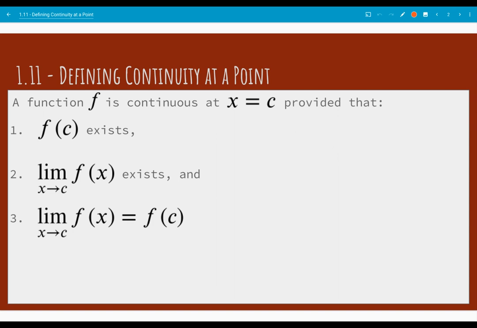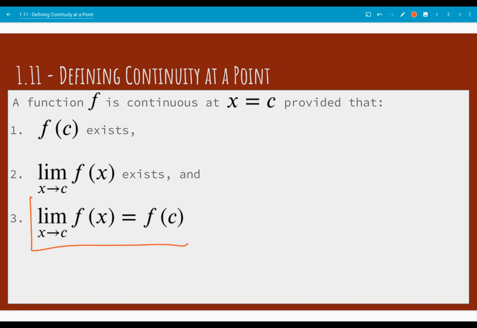Basically what it says is that for a function to be continuous at a particular point, the function has to be defined at that point. So this fits in with our informal definition of just drawing the function. To draw it, it's got to have a point there. But then it also includes the limit as x approaches that point. So that limit has to exist.